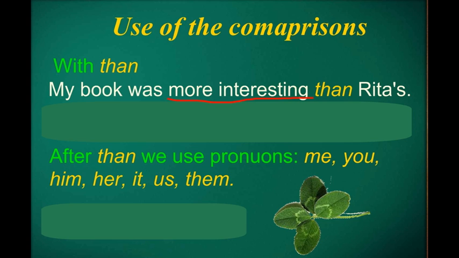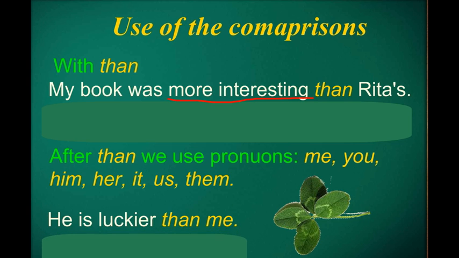The rule with "than" is used with the pronouns as well. The pronouns are me, you, him, her, it, us, or them. And the example. He is luckier than me. That means that jis yra sėkmingesnis nei aš. So we use the comparative form here as well. So the word lucky is formed into luckier than me.